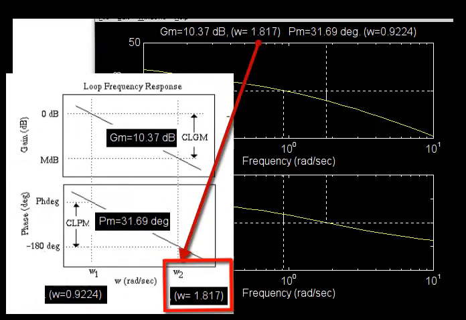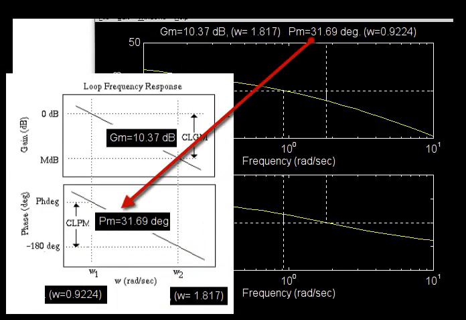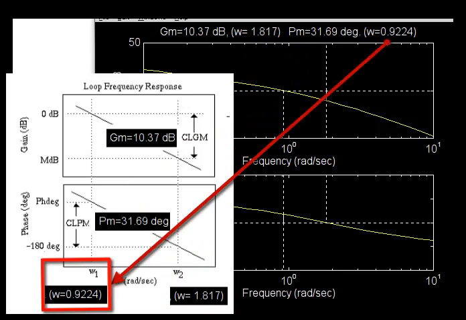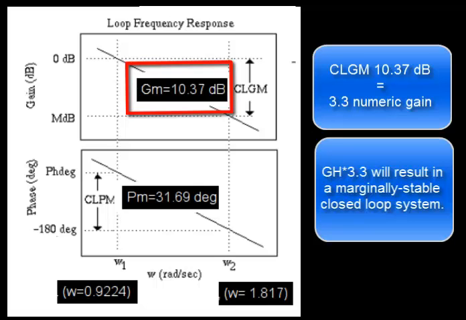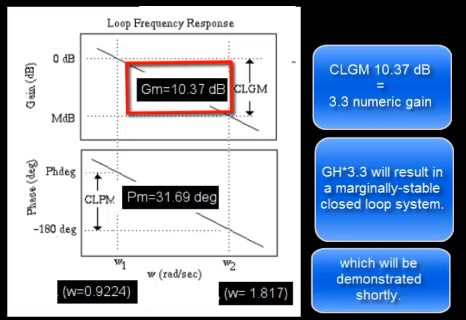There's the closed loop gain margin at that frequency, closed loop phase margin at that frequency. Closed loop gain margin is 10.37 dB. It's the same as 3.3 numeric gain. GH times 3.3 will result in a marginally stable closed loop system, which will be demonstrated shortly by a Simulink simulation.